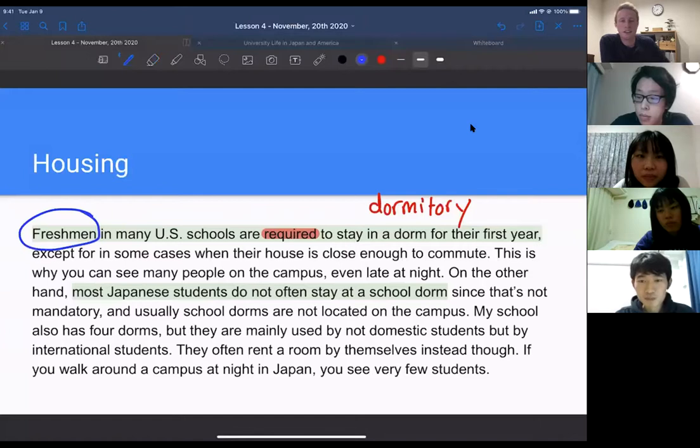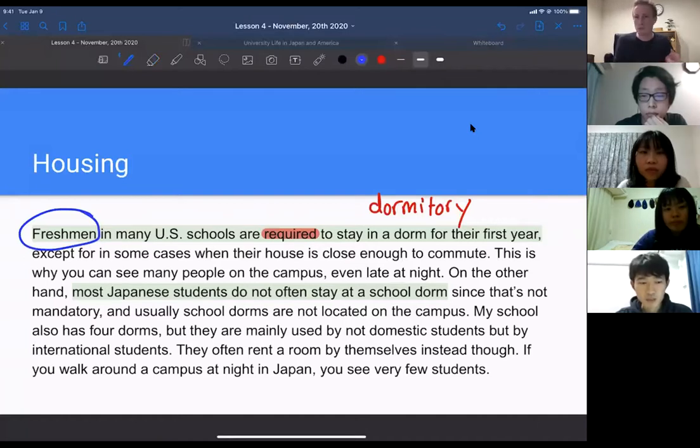Yeah, in the past I've had many friends at Kanazawa University, and very few of my friends stay in dorms. But it's really fun. I really enjoyed staying in the dorm when I was in school, because you stay together with your friends and you're never alone. You always have people to talk to. It's very nice.